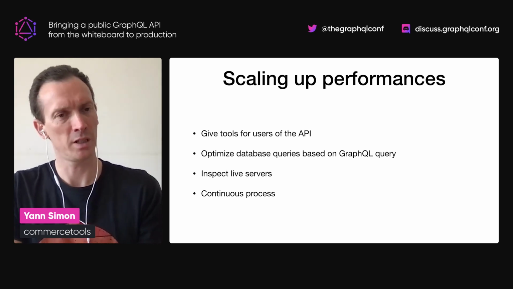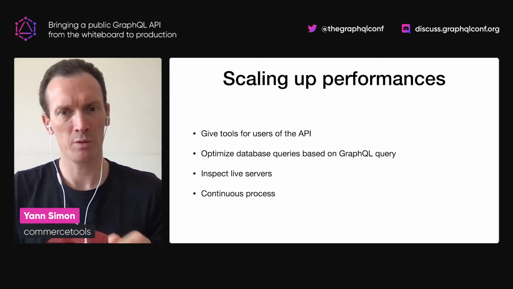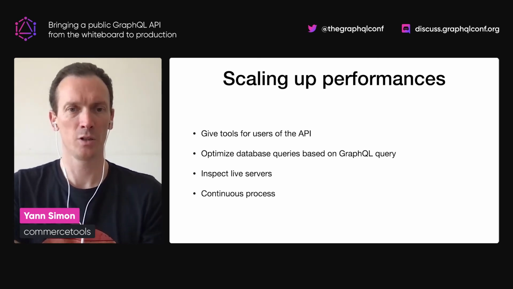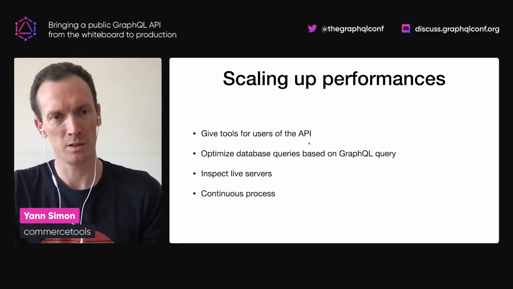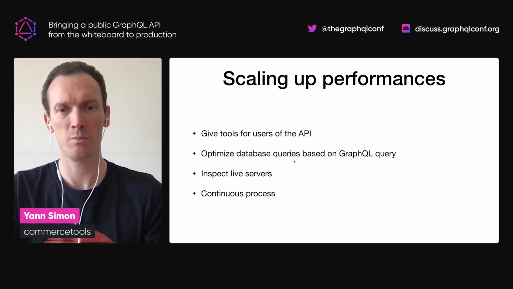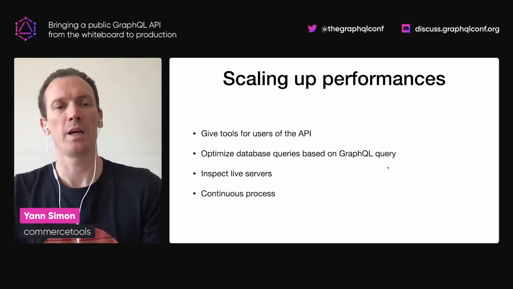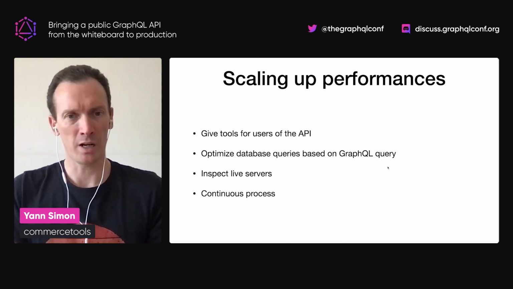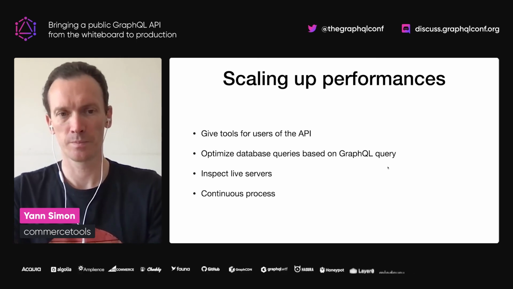So this is how we scale up performance. First, by giving tools to external users so that they can optimize their queries. Then internally, we can optimize the queries that we send to the database based on the GraphQL query. And continuously, we inspect our live servers and we check which parts we can optimize.